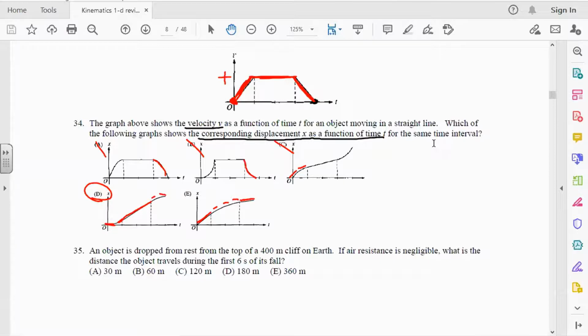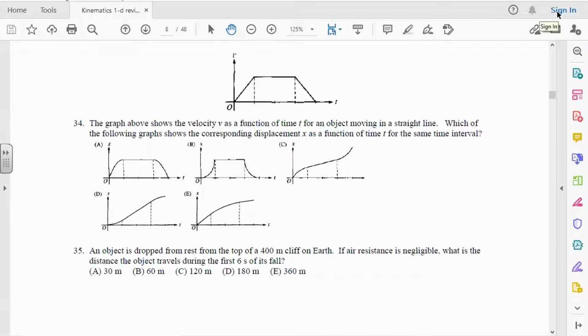Questions on 34? Everybody's good with 34? All right. So that concludes velocity time graphs and how to read them and convert them from velocity time to position time, or read them by finding slopes to find acceleration or areas to find displacement.